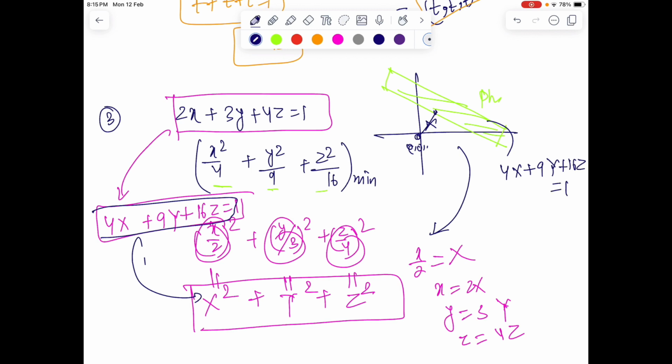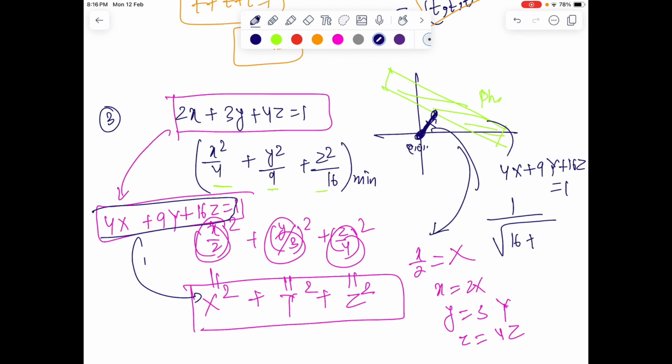So we have a new plane now in the new world. Basically what I have done is scaled down the problem. Okay, so you should not worry about how it's scaled down and how the transformation is done. Basically I have transformed this, and for those who know matrices, this is a kind of linear transformation. Anyway, I'll not talk about those crazy words. So 4x plus 9y plus 16z equals 1, and x square plus y square plus z square.